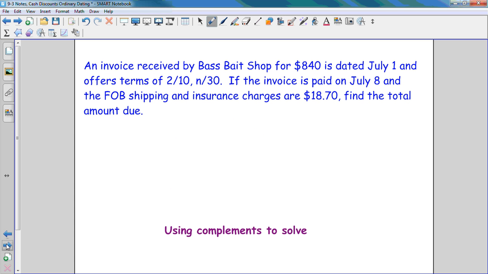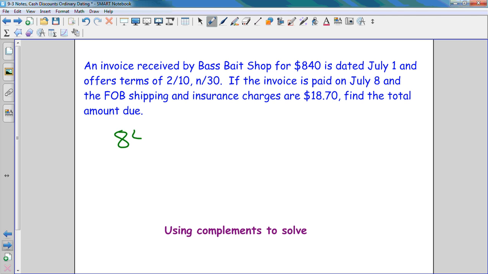Okay? Now we're going to do an example of an actual discount. An invoice received by Bass Bait Shop for $840 is dated July 1st and offers terms of 2/10 net 30. If the invoice is paid on July 8th and the free on board shipping and insurance charges are $18.70, find the total amount due. Well, do they pay it in time to get the discount? Yes. Okay. Do they get a discount on the shipping? No, just on the invoice total.